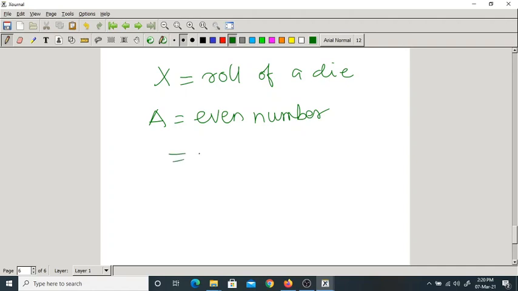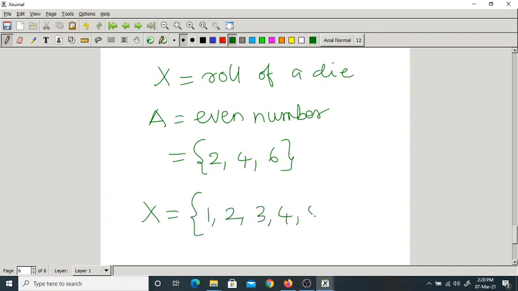Now what would event A be? What are the elements of event A? 2, 4, 6. Correct? But what about the roll X? X can take values from where to where? 1, 2, 3, 4, 5, 6. So the random variable is X, the outcome of a roll of a die. It could be 6 possibilities. What about event A? They are asking only for getting an even number, that is 2, 4, 6.